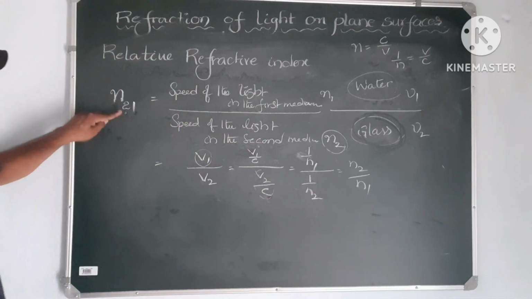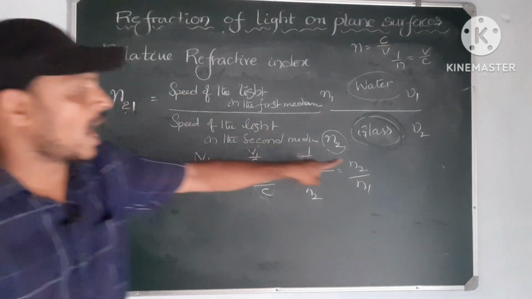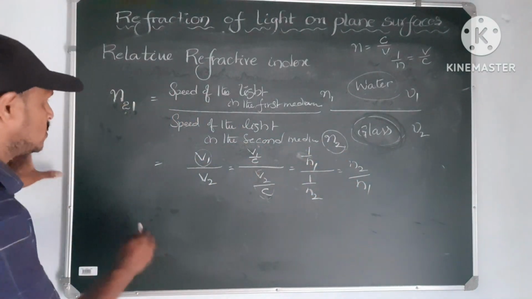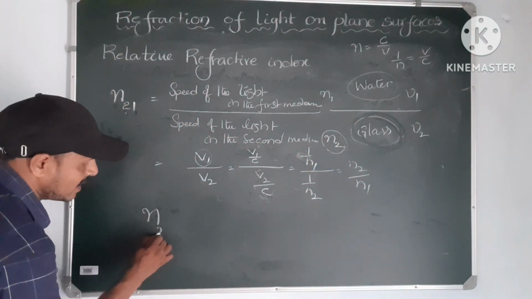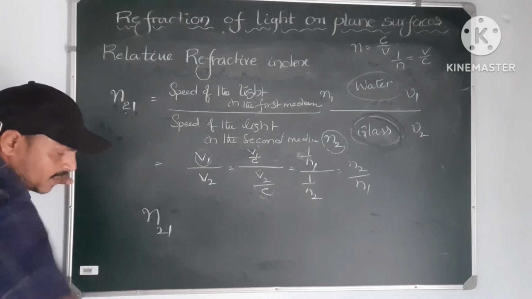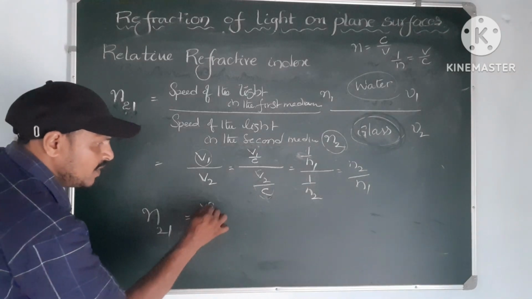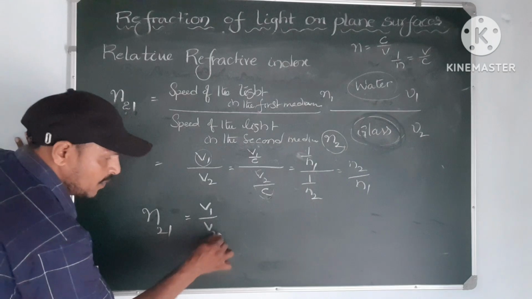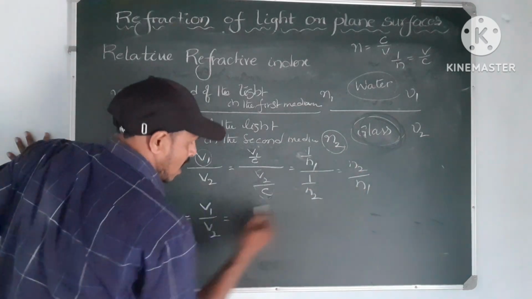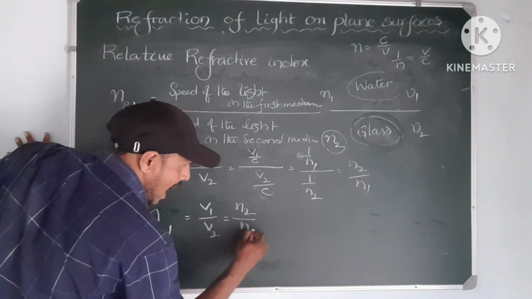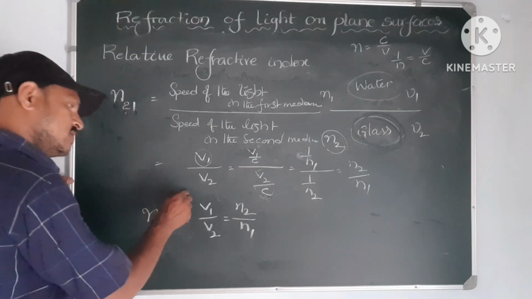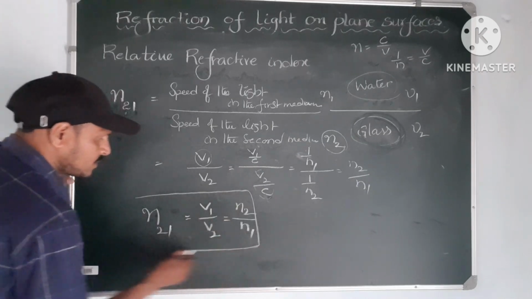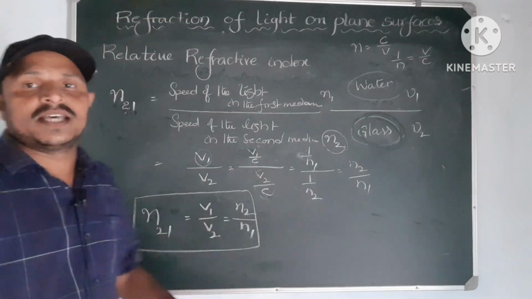So what is the relative refractive index of the second medium with respect to the first medium? N2 by N1. So the relative refractive index of the second medium with respect to the first medium is equal to V1 by V2 and is equal to N2 by N1. This is very, very important to derive Snell's law.